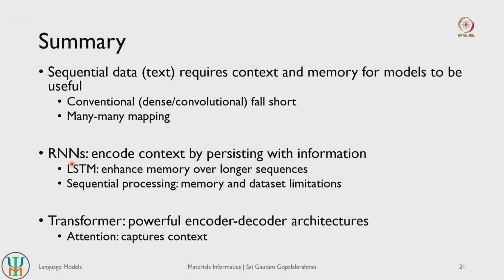But LSTM models, since they do sequential processing, also have memory and data set limitations, so they have transferability limitations, and all of these problems have been solved with the transformer architecture, which is what is used in modern large language models. And the heart of the transformer is attention, which tries to capture the context of any given word in a sentence. And we also saw how these large language models can be used in the context of crystallographic information files to generate structures. So these can be used in a generative context even within material science and materials engineering.